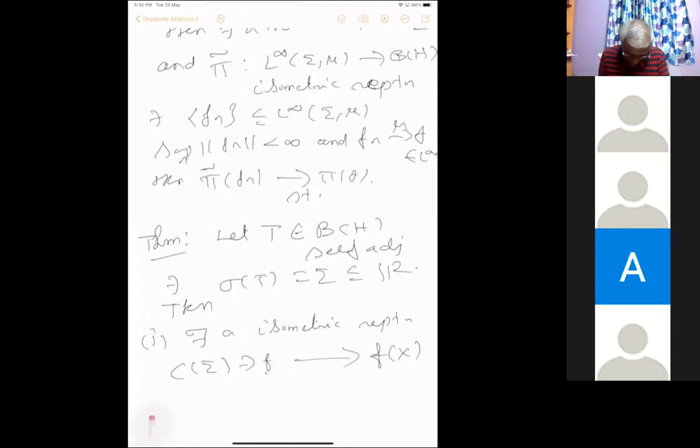So what I'm saying is the following: if pi is a representation from C of sigma to B of H, then f going to pi of f, this pi of f we are calling f of x. Okay, it's just a notation. Okay?